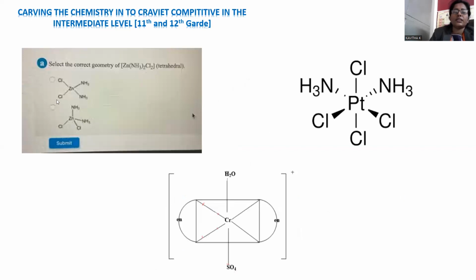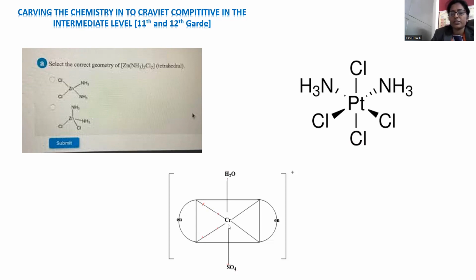Move on to another, zinc. Zinc, if you observe, 2 amines are there, 2 chlorines are there, but it is the tetrahedral kind in nature. Tetrahedral has no relation with the square planar, so we can discard. And platinum complex, if you see, 2 amino groups are there and 4 chloro are there, so we can simply say it is the octahedral complex. 4 are lying on the equatorial, 2 are lying on the axial position, so it is an octahedral complex.